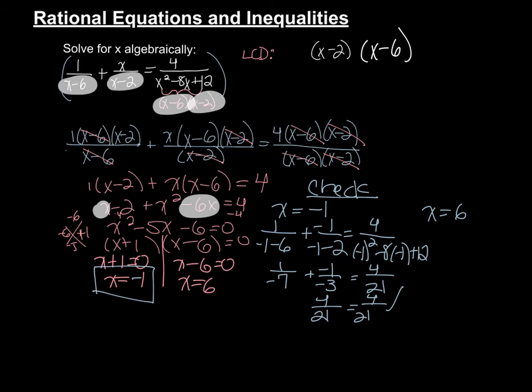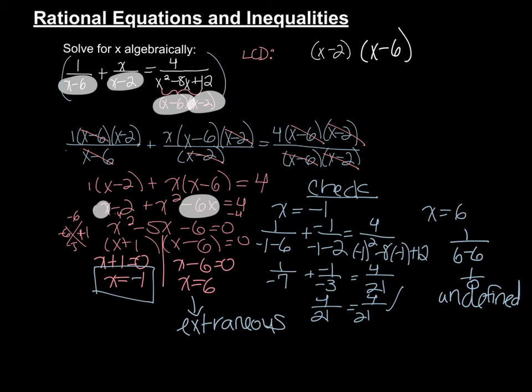And when we look at x equals 6, and we plug that in, right away, you plug it into the first fraction, and you get 6 minus 6. You don't even really have to show me the rest. 6 minus 6 is 0. 1 over 0 is undefined. Therefore, this is an extraneous answer. So x equals negative 1 is the only solution here.